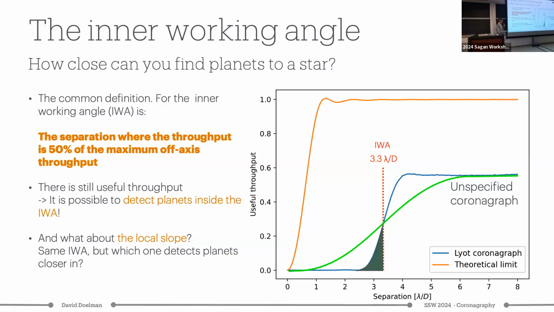Now, this inner working angle is a bit arbitrary as well, because you might have coronagraphs which have a different slope in their throughput. So they might have more flux coming in here and maximize to the same intensity, and then they have the same inner working angle. But does that mean they have the same performance? Does it mean we can actually see the same planets, or are they better? So this local slope is important.